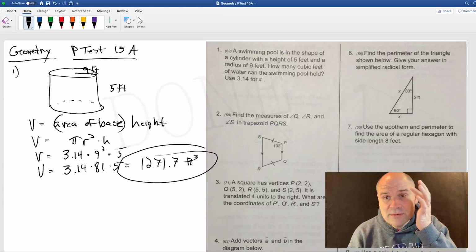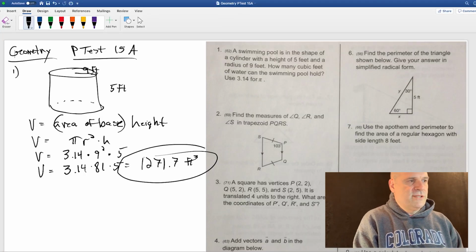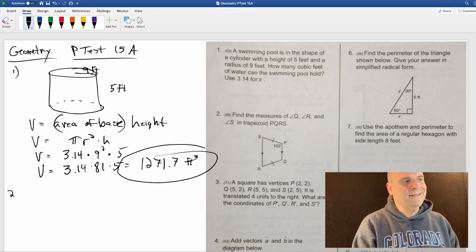Is my eyebrow crooked, sticking up weird? There we go. All right, number dos. That means two. I'm bilingual.